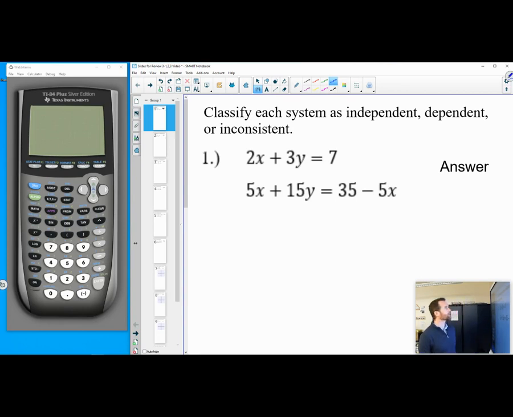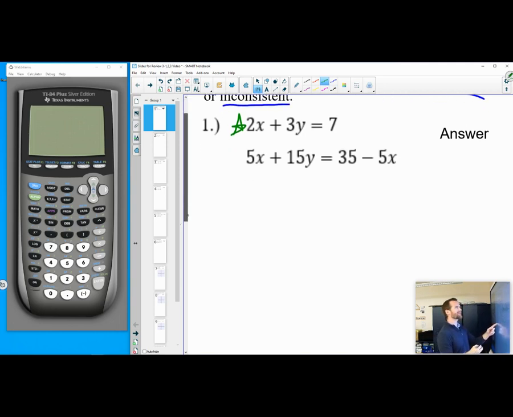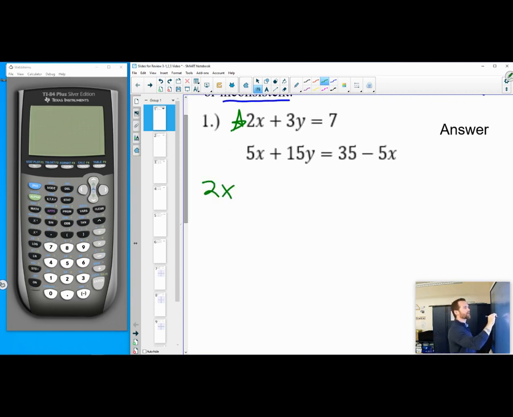Let's jump right in. In number 1, all we have to do is classify the system as either independent, dependent, or inconsistent. And to do that, we need to figure out the m and b values, the slope and y-intercepts, which means for each one of these equations, y has to be by itself. Let's start with the first one. Y is not yet by itself, so let's rewrite this down here.